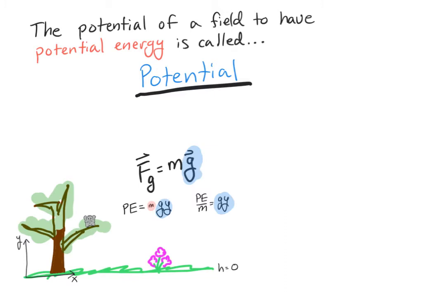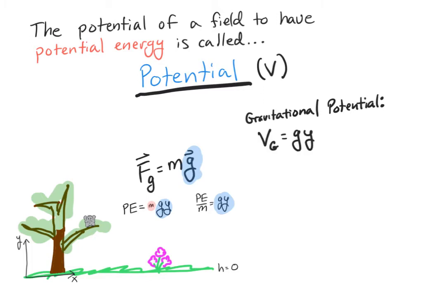Well, the symbol for potential is the letter V. If we're talking about gravitational potential, I would write this as V with a subscript G. We can talk about the units of our gravitational potential. It's the units of g, which is acceleration, times the units of y, which is distance, for overall units of meters squared over seconds squared.